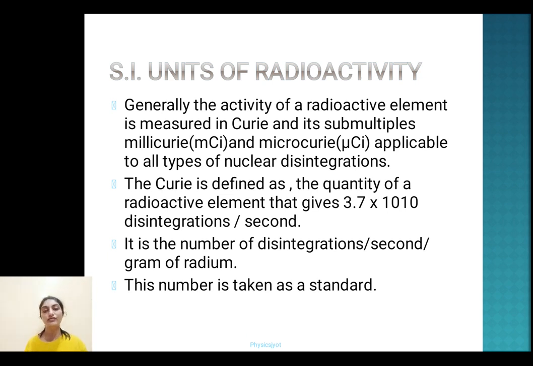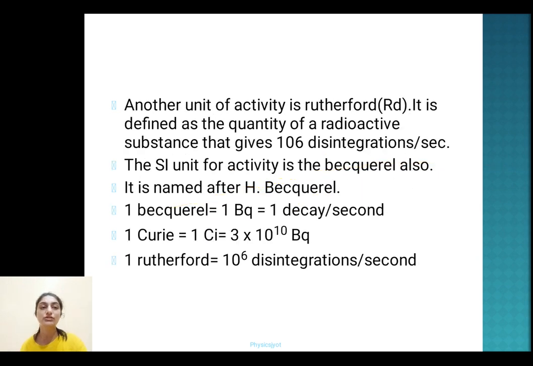Now, how can we define the Curie? The Curie is defined as the quantity of a radioactive element that gives 3.7 into 10 raised to 10 disintegrations per second. It is the number of disintegrations per second per gram of radium, which is nothing but 3.7 into 10 raised to 10. This number is taken as a standard for all other radioactive substances.